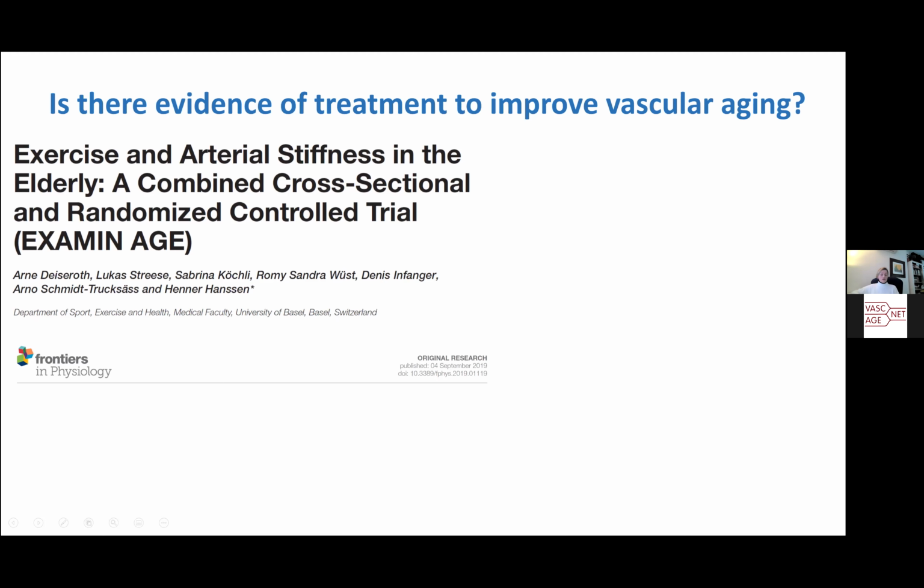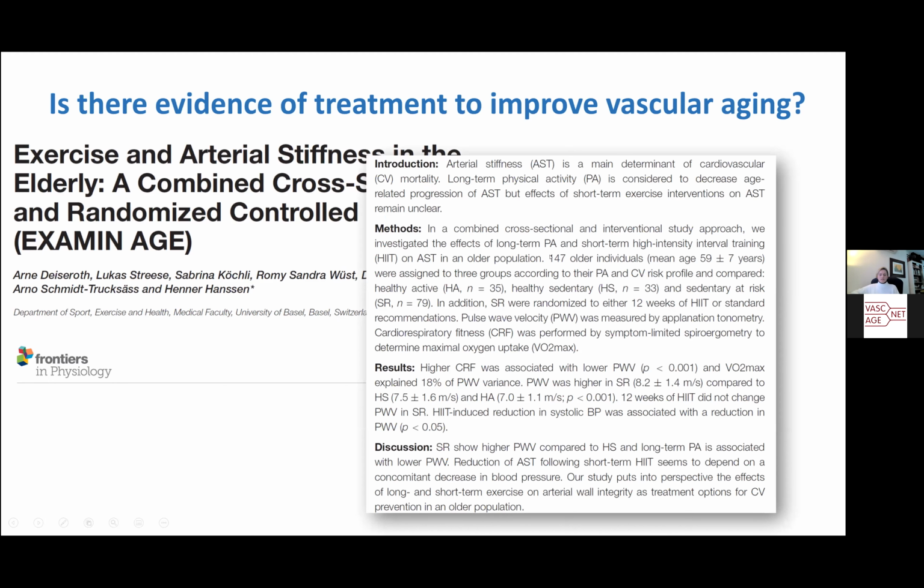This one was an important one on exercise and arterial stiffness in the elderly, a randomized trial from Switzerland. They looked at people who are healthy active, healthy sedentary, and sedentary at risk. They really looked at arterial stiffness and considered long-term physical activity. They found that people who are sedentary but at risk had higher pulse wave velocity than healthy sedentary, and that long-term physical activity was associated with lower pulse wave velocity.